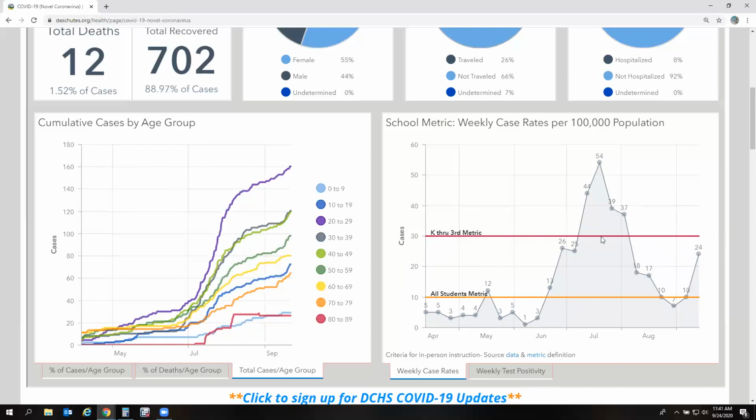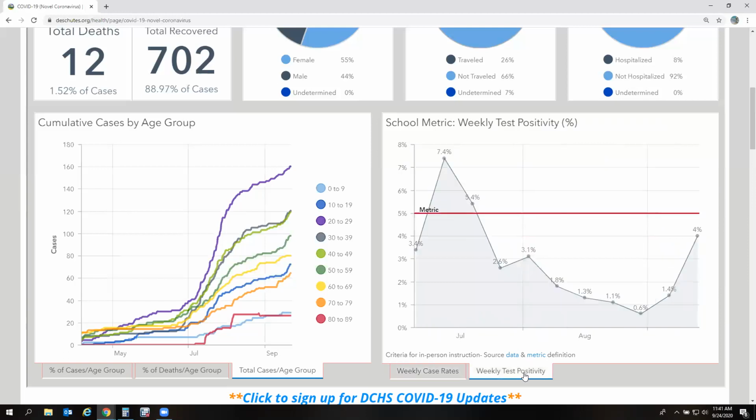You can pretty easily see if we've met or are not meeting that benchmark that's set by Oregon Health Authority. So for example, in the most recent week, we had a case rate of 24 cases per 100,000, which does meet that K through 3 metric, but does not meet the all students metric. So that's the case rates.